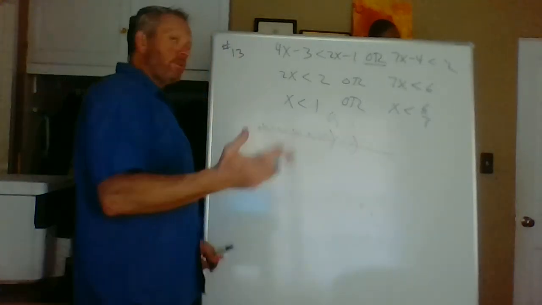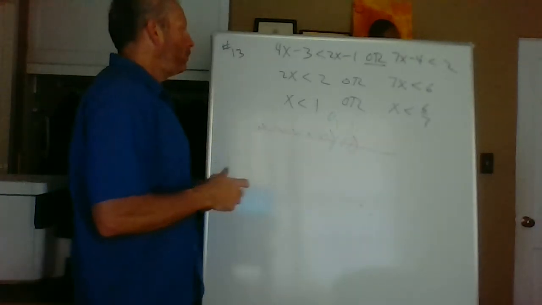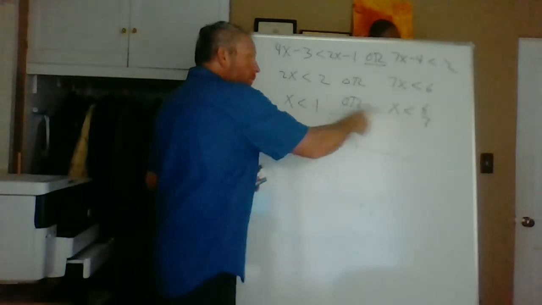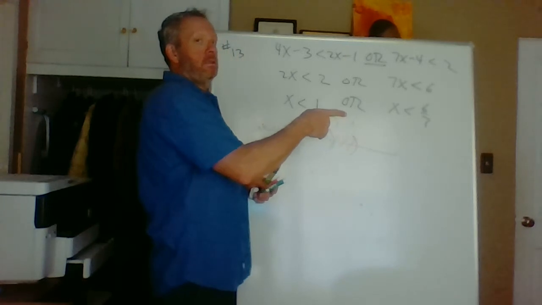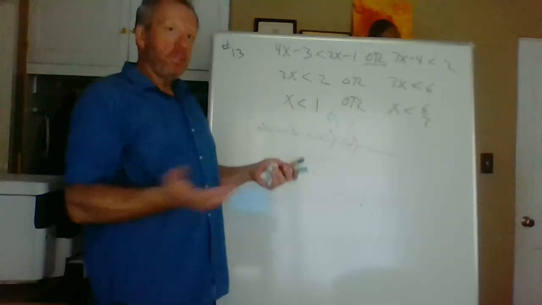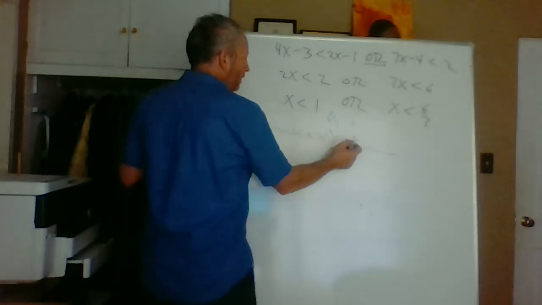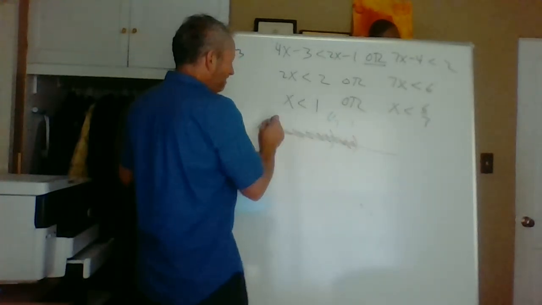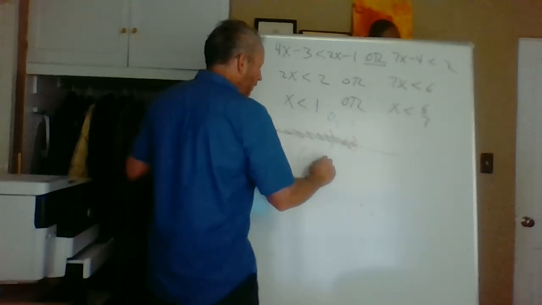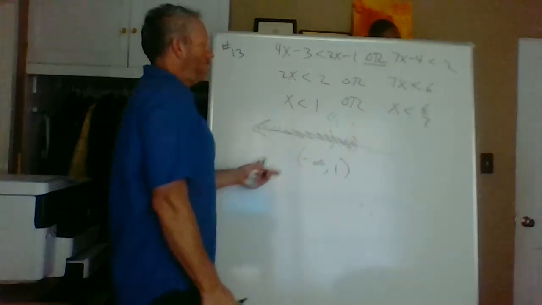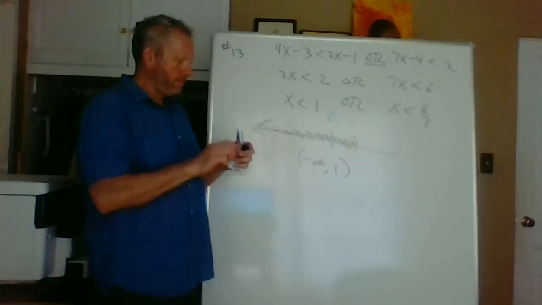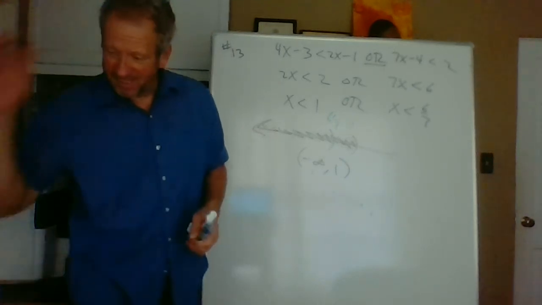But we're connecting these with "or," so we just need numbers that work in at least one of these. So we take all the solutions for both and combine them together in one set. And that would be all the numbers less than 1. Or we could write it like this. I'd probably prefer to write it like this, but this is fine. Okay, that was number 13.